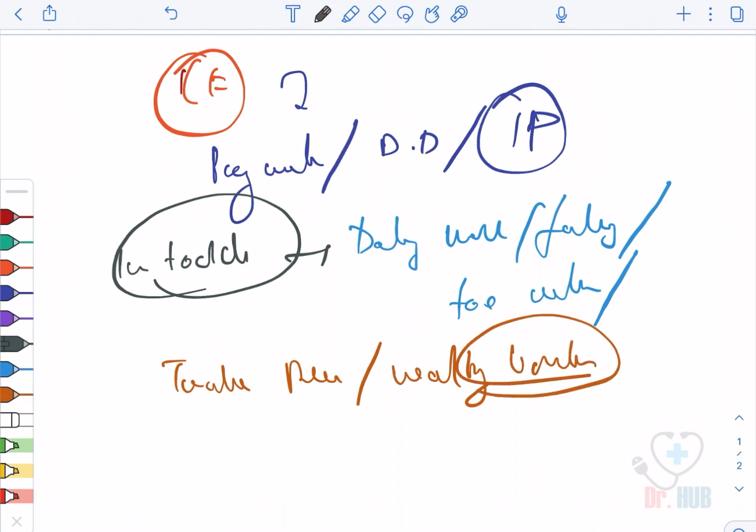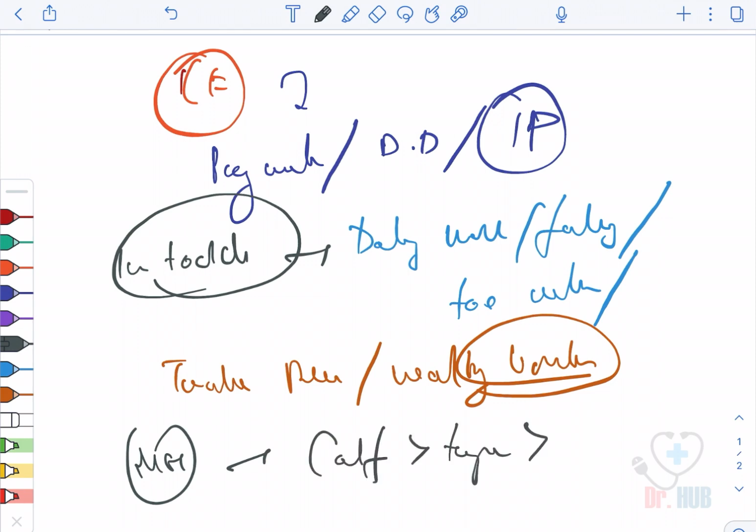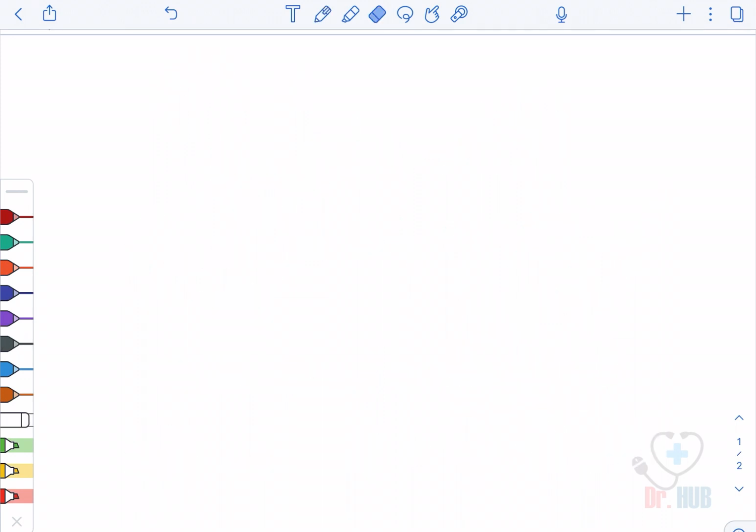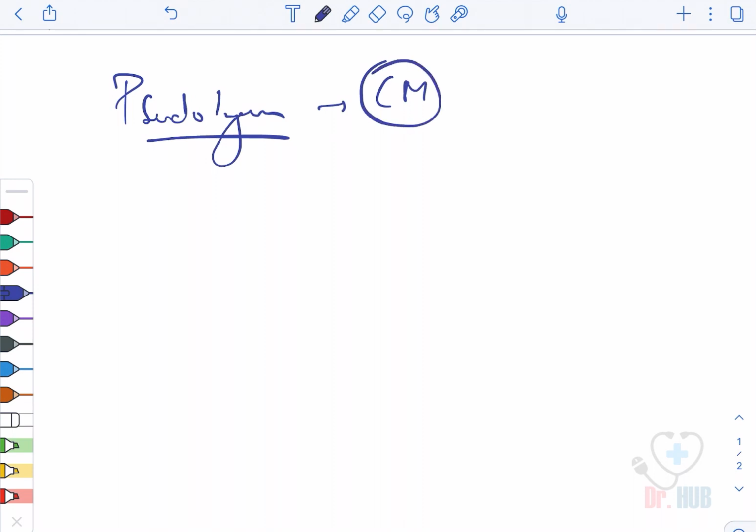Now the common sites of muscular hypertrophy include the calf, which is greater than the tongue, and the tongue is greater than the forearm. Next, we look at pseudohypertrophy. This is seen in the calf muscles, and it is due to fibrofatty replacement of the muscle.